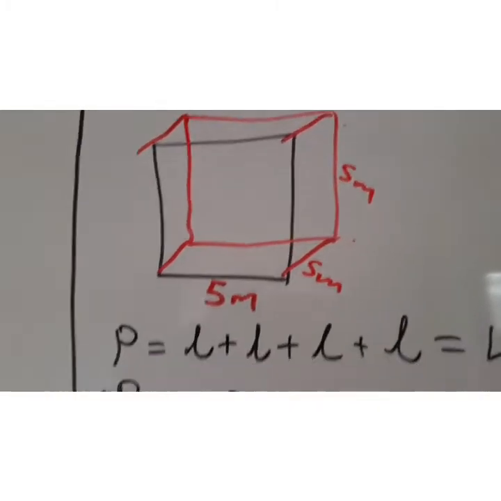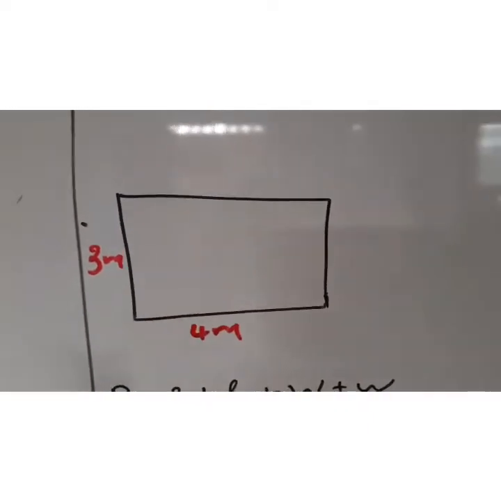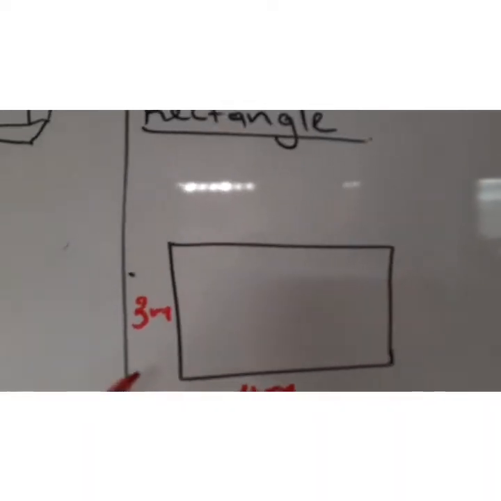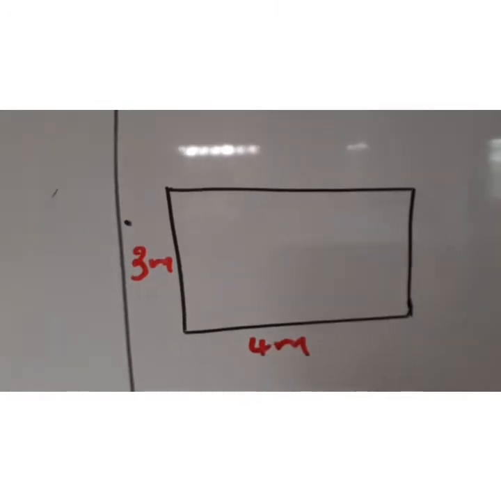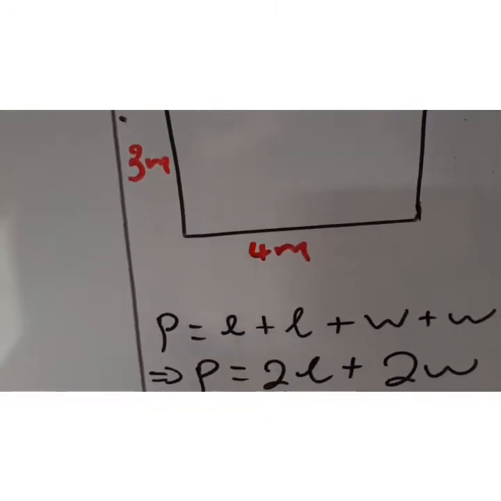Since we are done with a square, now let us look at the rectangle. In our rectangle, you have your given sides, your 3 meter and your 4 meters, right? It's your length and your width.